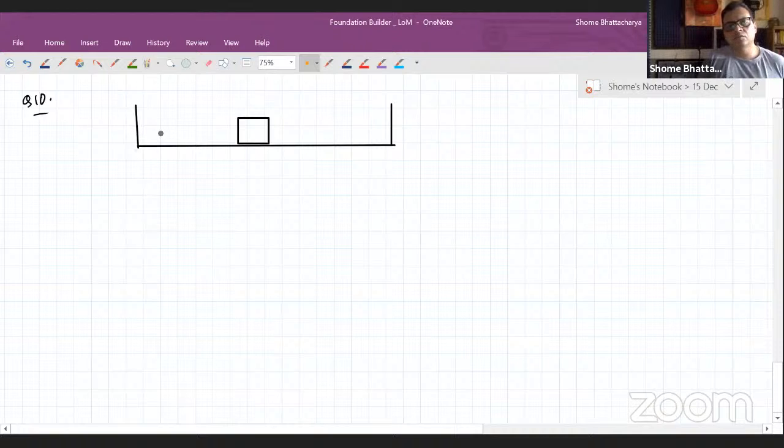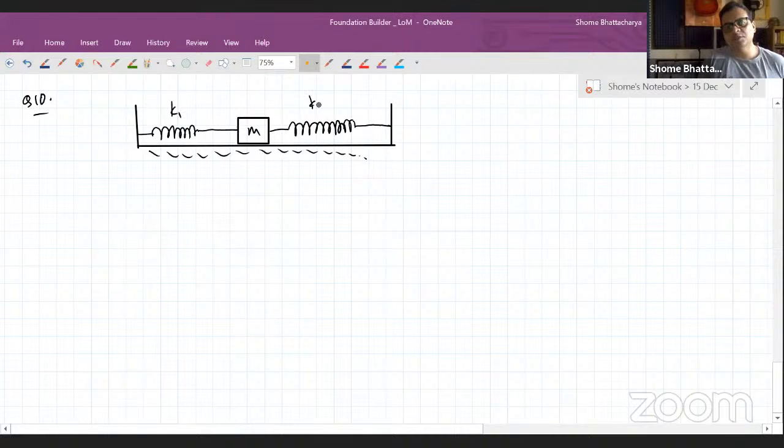For the given position of the block, both the springs are currently in what is called the unstretched position. Unstretched means natural length position. They are neither compressed nor extended. So smooth surface. Now this has a spring constant K1 and this has a spring constant K2, and both springs are at the natural length position.